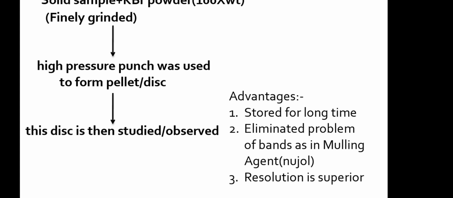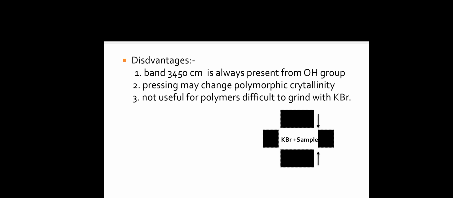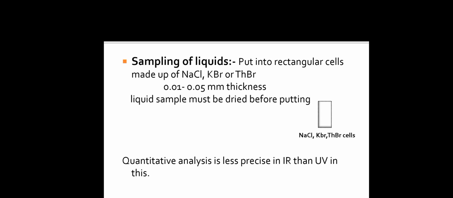It can be stored for a long time. The problem of bands from the mulling agent is eliminated, and its resolution is much superior to the mulling technique. Disadvantages of the pressed pellet technique: the band at 3450 centimeter inverse is always present from the OH group. Now, pressing may change the polymorphic crystallinity of the sample, and also it is not used for polymers because it is difficult to grind with the KBr sample.